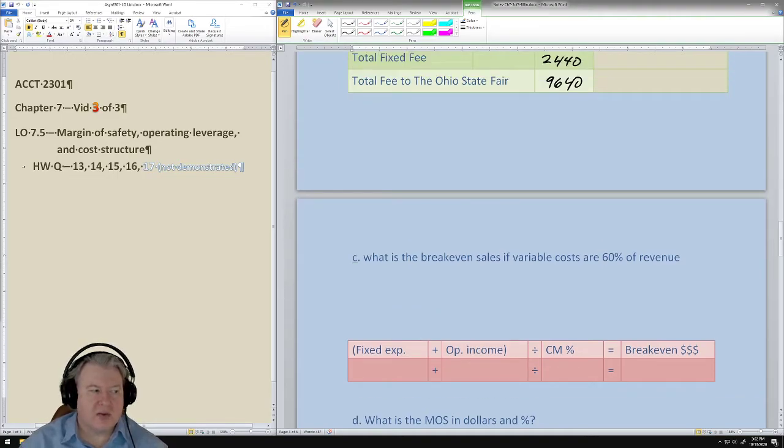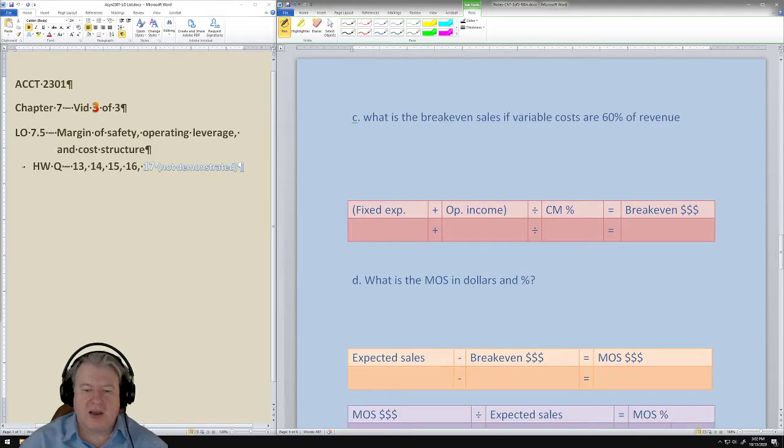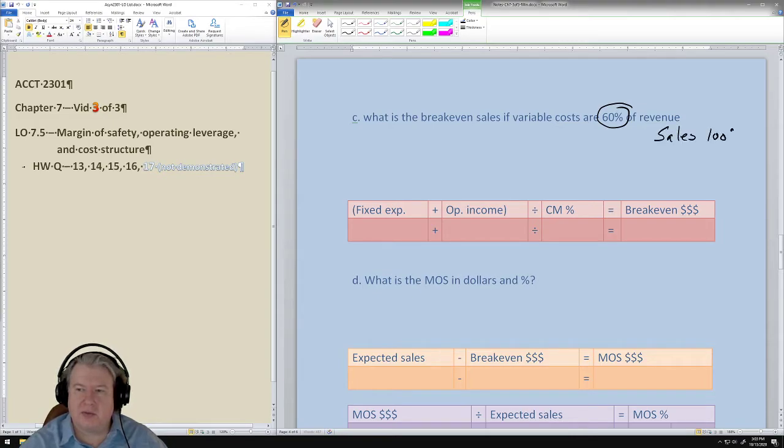So moving on to the rest of this, we're going to look at break even first, then margin of safety. So break even: what is the break even sales if the variable costs are 60%? I have said it once or twice, and I think it's worth reminding ourselves. Remember that sales is the 100% number, and then you have minus variable costs equals contribution margin.